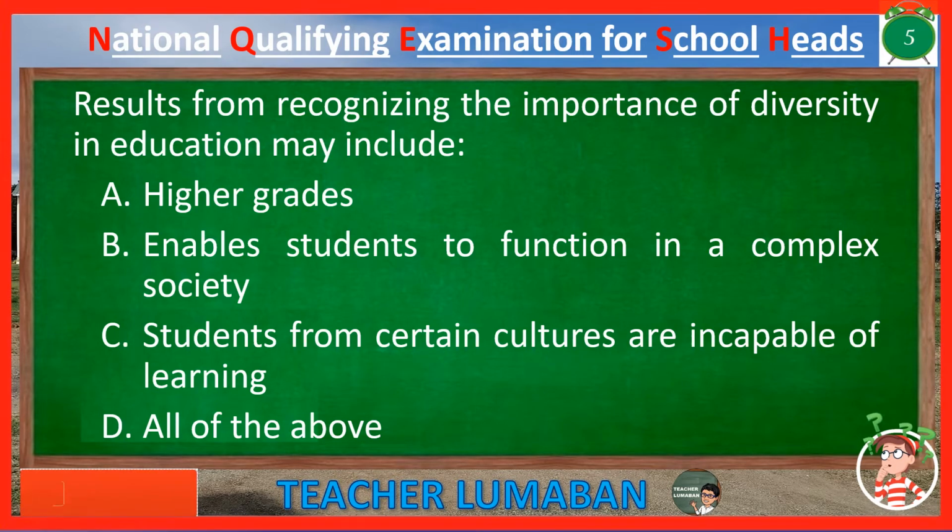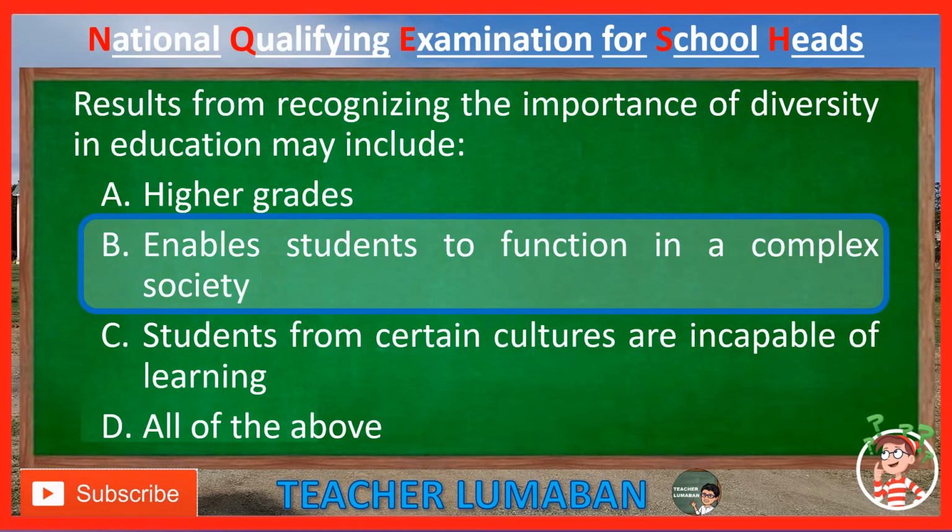5, 4, 3, 2, 1. Letter B is the correct answer. Enable students to function in a complex society. Results from recognizing the importance of diversity in education may include enabling students to function in a complex society.